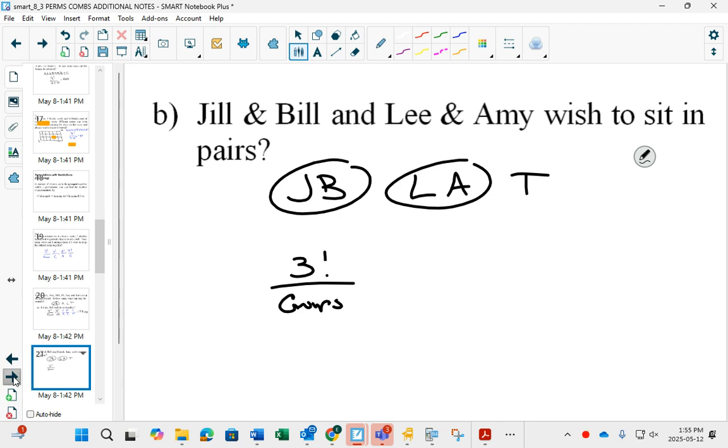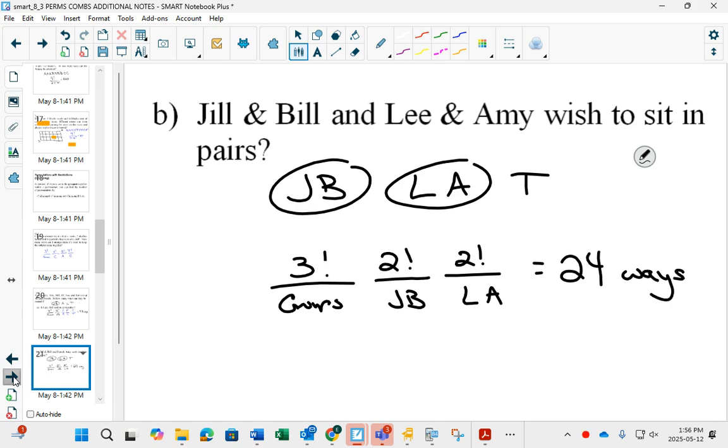How many groups are bigger than 1? Well, the Jill Bill group, 2 factorial. The Amy Lee group, 2 factorial. And poor Tom. We don't even have to include him. Surprised he went to the park bench. Anyways, I'm surprised they all go to the park bench in part C, but we'll talk about that when we get there. So now 3 factorial is 6 times 2 is 12 times 2 is 24. 24 ways.